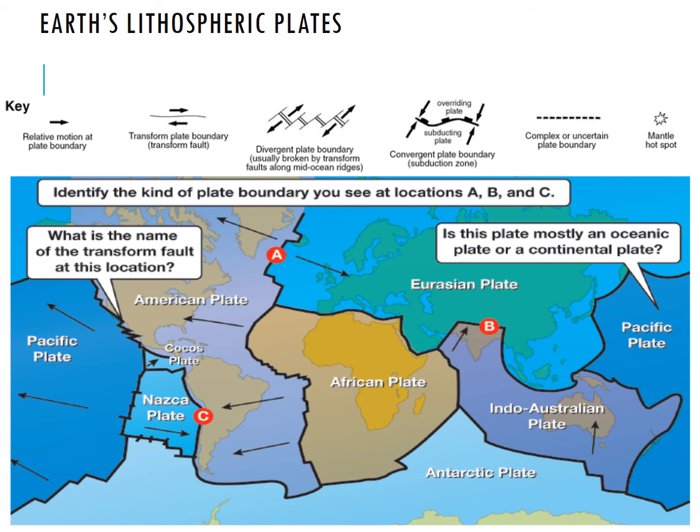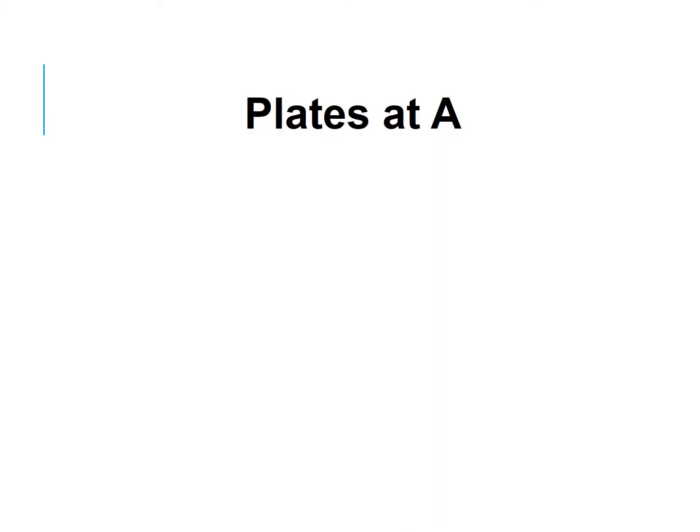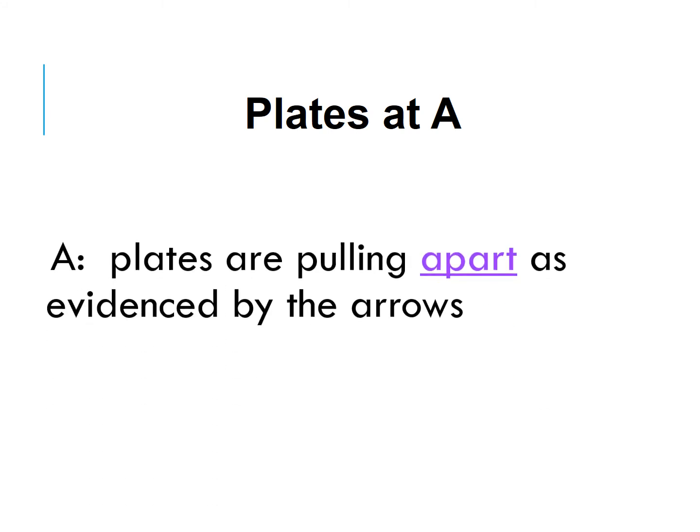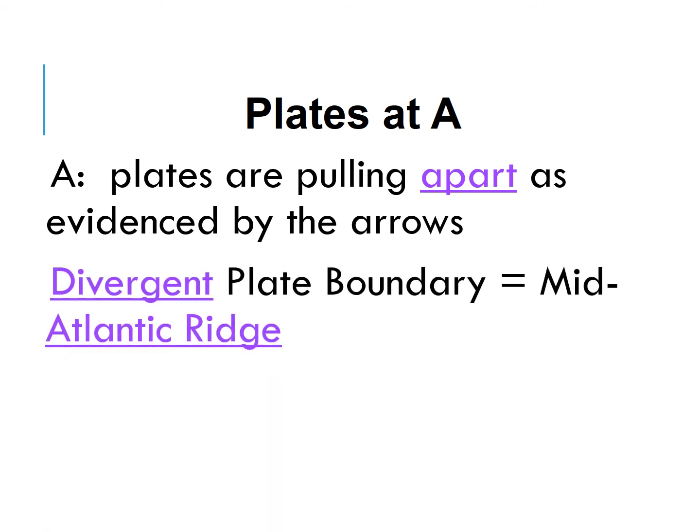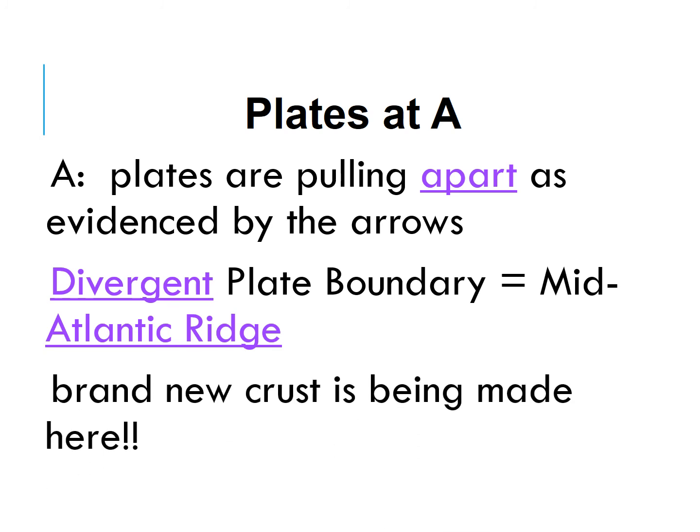You might want to pause the video and figure out plate A, B, and C. So hopefully you found that at plate A, the plates are pulling apart, shown by the way the arrows are moving. If they're moving apart, we know that it's a divergent plate boundary. It's happening in the ocean, so we know it's going to be a mid-ocean ridge, and that's the Mid-Atlantic Ridge. So remember, at mid-ocean ridges, we have new ocean crust being created.